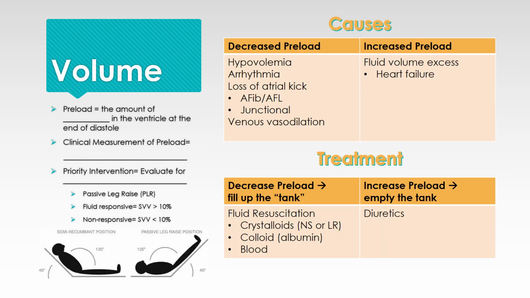The second thing that we're going to look at is volume. And when we're talking about volume, what we're talking about is preload. Preload is the amount of volume in the ventricle at the end of diastole. So what clinical measurement of preload do we use? That would be central venous pressure, a CVP, and that normal value is between 2 and 6.